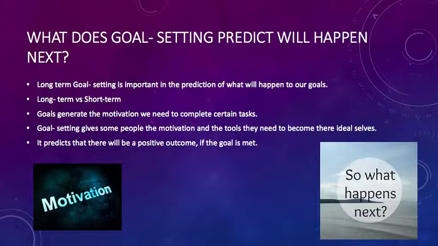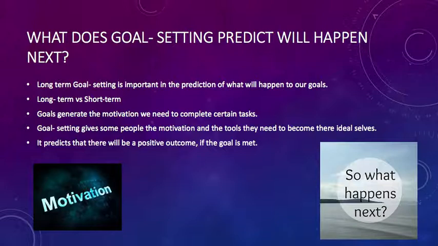The next slide is what does goal setting predict will happen next. Long-term goal setting is important in the prediction of what will happen to our goals. Long-term versus short-term goals, which I'll talk about a little bit as well later, but short-term goals sometimes are easier to achieve than a long-term goal because long-term goals can be very overwhelming. So setting multiple short-term goals can be slightly easier. Goals generate the motivation that we need to complete certain tasks. Goal setting gives some people the motivation and the tools that they need to become their ideal selves, and it predicts that there will be a more positive outcome if the goal is met.